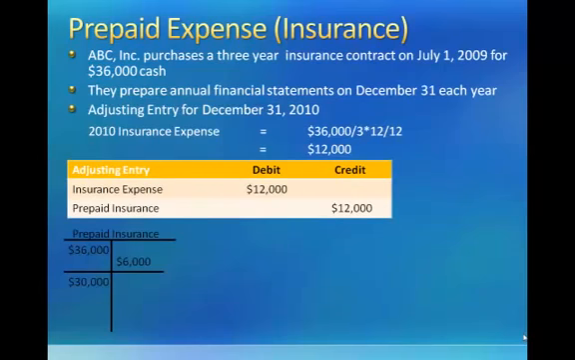And the adjusting entry is a debit to the insurance expense to record the expense, and a credit to prepaid insurance to reduce our balance from the $30,000 balance that is currently on our prepaid insurance T account down to the $18,000 that remains after this year, because we've used up another 12 months of that insurance. So we wouldn't want to overstate that.